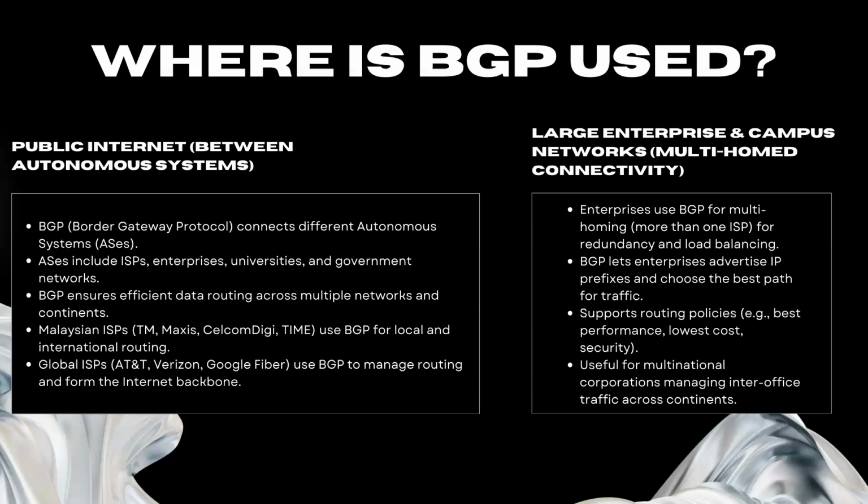Enterprises can also use BGP to advertise their IP prefixes and decide the best traffic path. It allows them to implement routing policies based on their goal, whether that's best performance, lowest cost, or security. This is especially helpful for multinational companies that need to manage inter-office traffic across different regions or continents.